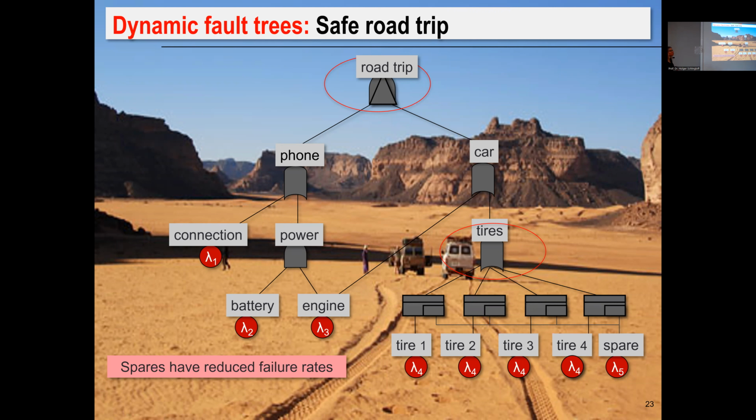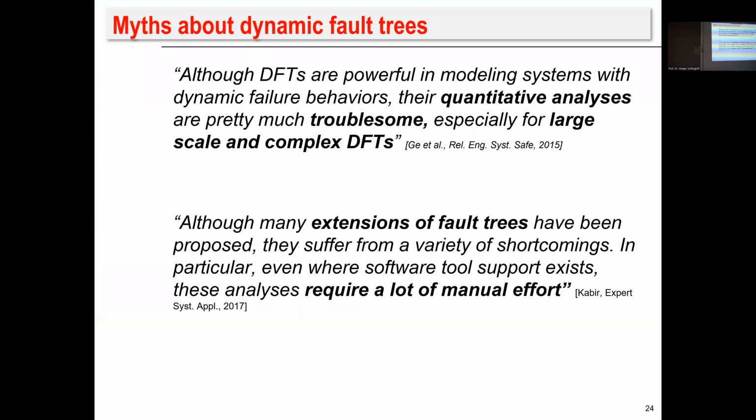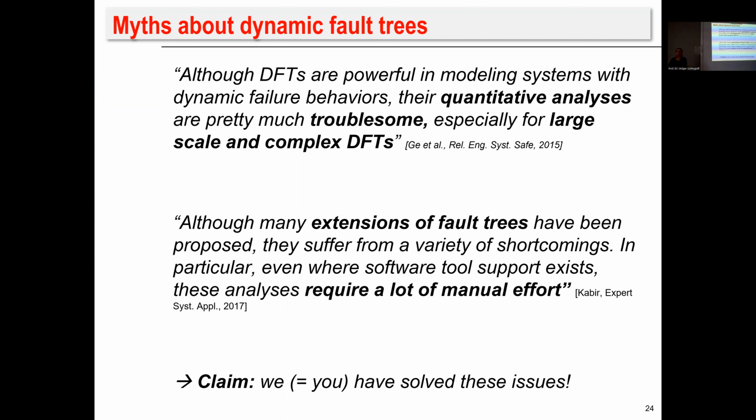It's a little bit more complex, but the idea is that active tires have a high failure rate, and passive tires have a lower failure rate. And then still the question is how to compute the failure distribution. So there were these dynamic fault trees, but people started claiming that this was too difficult. Quantitative analysis is troublesome. It requires a lot of manual effort. And my claim is that we, meaning the formal methods community, have developed so many tricks to crack large fault trees that this is nonsense.